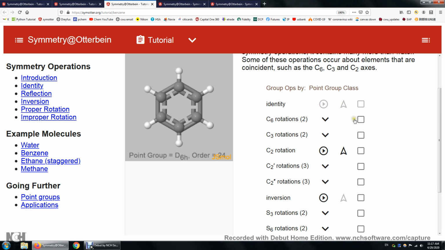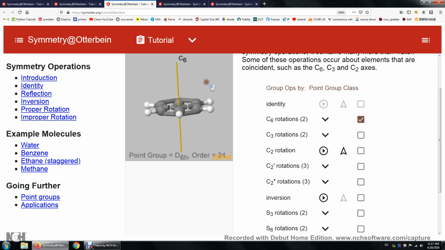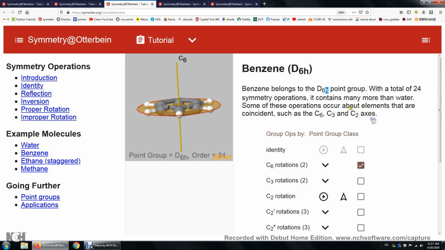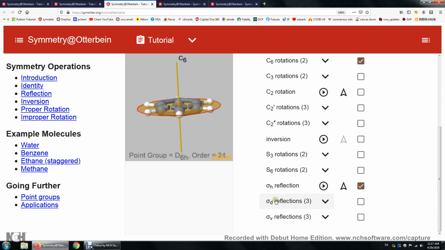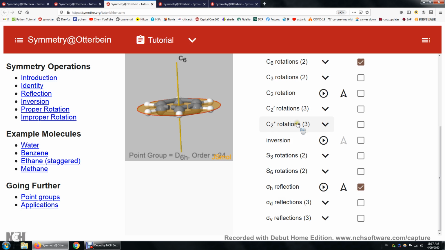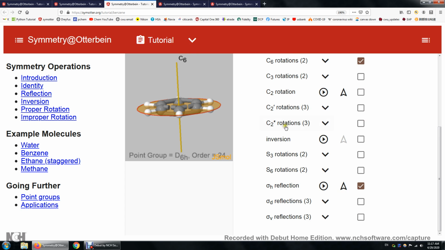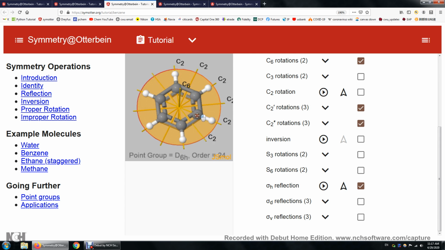So I'm going to show you the C6 principal axis first, and then I'm going to show you the sigma h symmetry plane. So again, h stands for horizontal. This plane is perpendicular to the principal axis. Alright, and then whenever you see this D, that means there are sigma d's, so you can look for sigma d's. And also, you can look for C2 axes that are perpendicular to the principal axis as well. So I'm going to show you that there are 6 C2 axes all perpendicular to the principal axis.